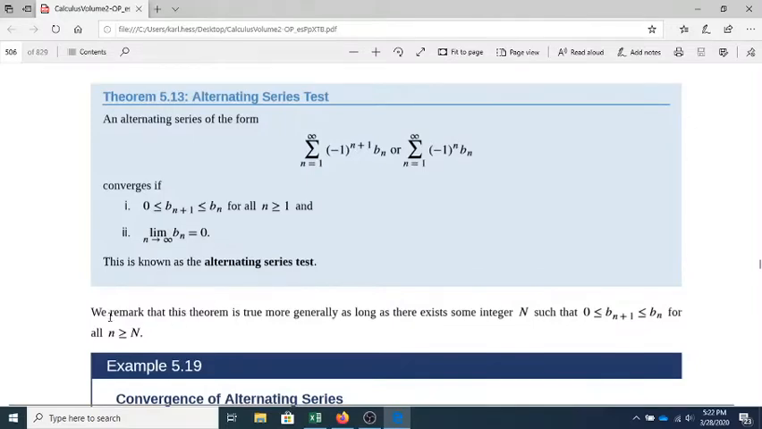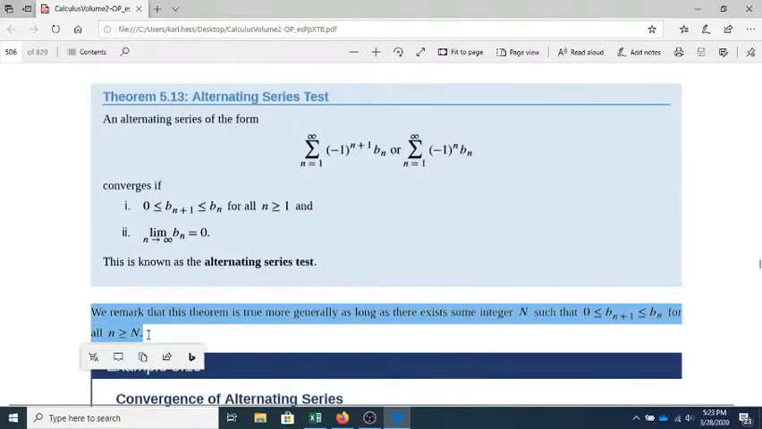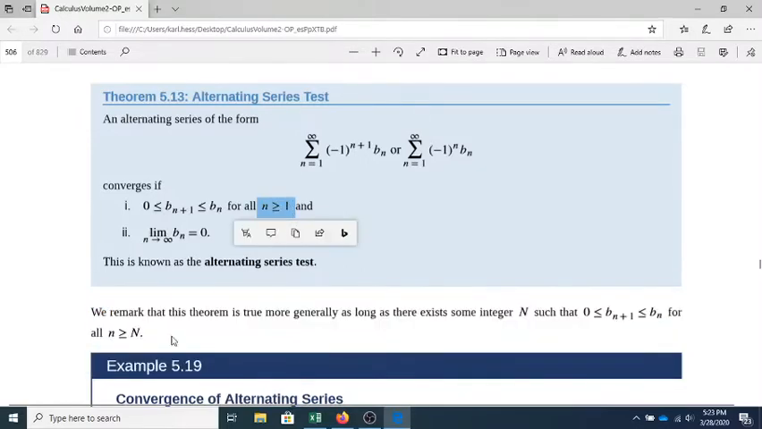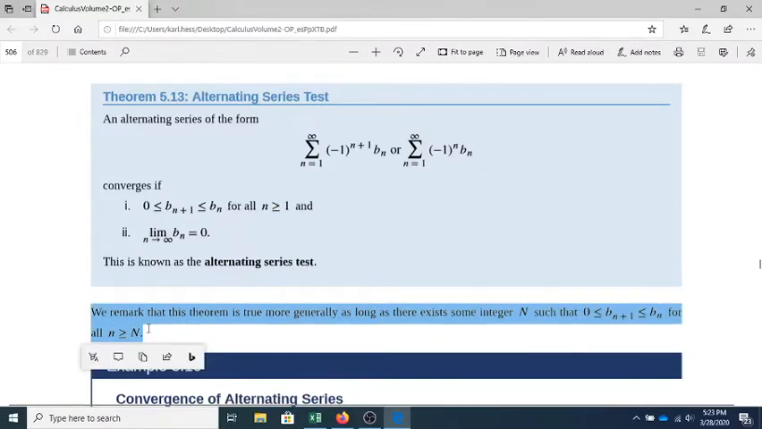So there are two conditions to test, and if they both hold up, then the alternating series has to be convergent. There is a little note here that I think is worth remarking. They said it had to be decreasing for n greater than or equal to 1, but actually it's good enough if we can show that it's decreasing for n past some point. So if it's always decreasing for n greater than or equal to 5, that's good enough. The theorem still works.